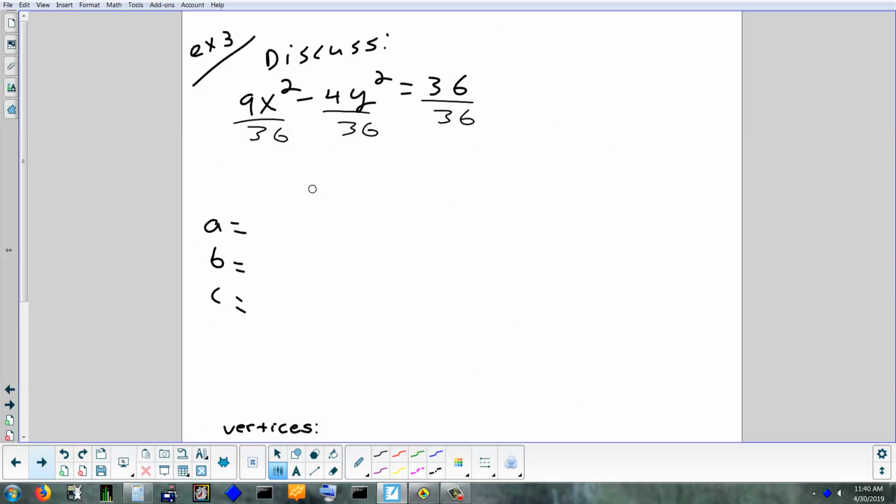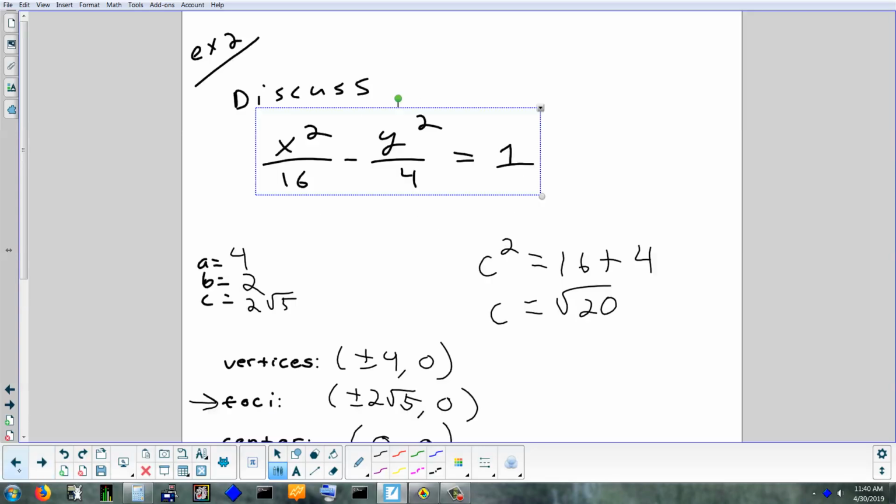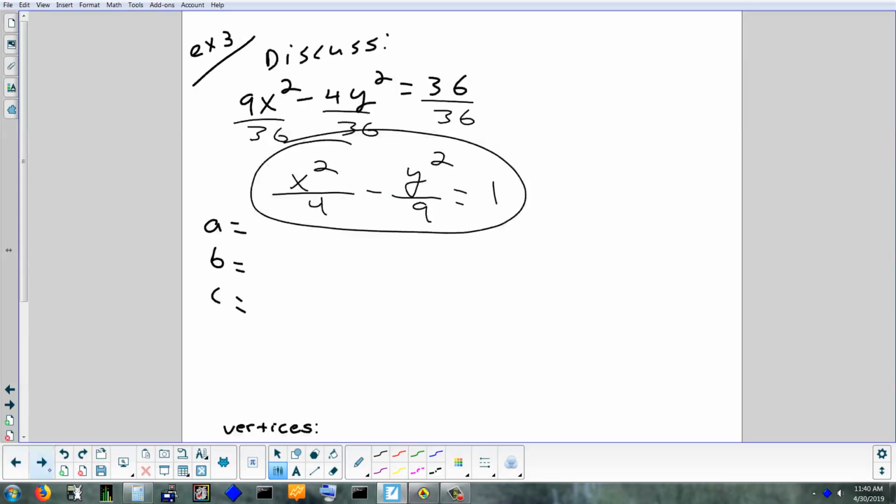And then you would have x squared over, 9 goes into 36 how many times? 4. They usually set these things up so you don't get decimals. So 4. And 4 goes into 36 9 times, and 36 goes into 36 once. Now you're ready to discuss it. It's equal to 1, just like the last problem. So we just go from there.